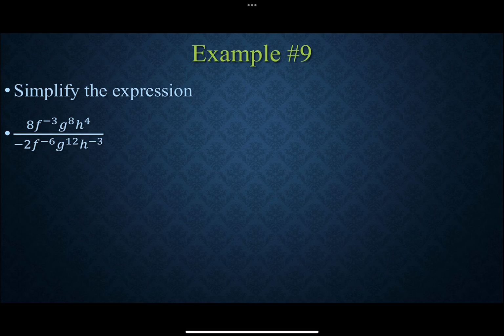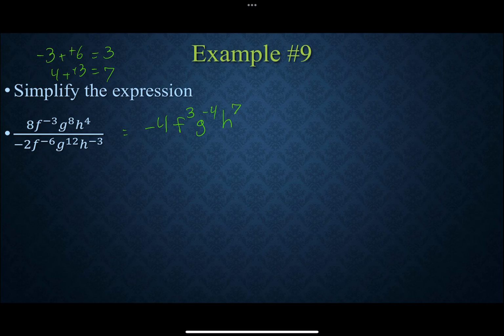If there's already a fraction, again, I like just going right to our property right there. We're applying the property, which puts it in the numerator as the default when you subtract, and then we can just move it back down if it's a negative. So 8 over negative 2 is negative 4. For f, negative 3 minus negative 6 is a positive 3, because you're doing negative 3 minus negative 6, that becomes a plus. For g, 8 minus 12 is negative 4. And then for h, 4 minus the negative 3 becomes a plus, so that's a 7.